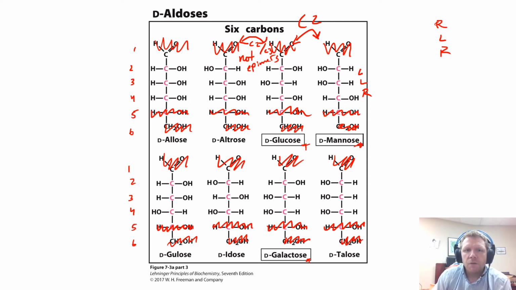Now, if I compare, and I'm going to switch colors here, allose and glucose: what makes allose and glucose similar, but what makes them different from one another? C2, glucose and allose, identical. C3, I'm going to circle this, those are different. So there's a possibility that glucose and allose are C3 epimers. C4, identical. So that's my relationship between glucose and allose. They are C3 epimers of one another.